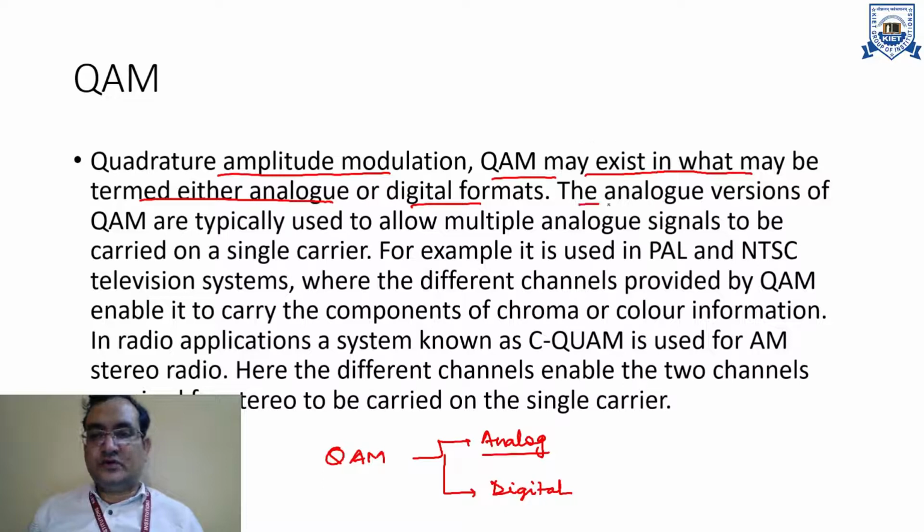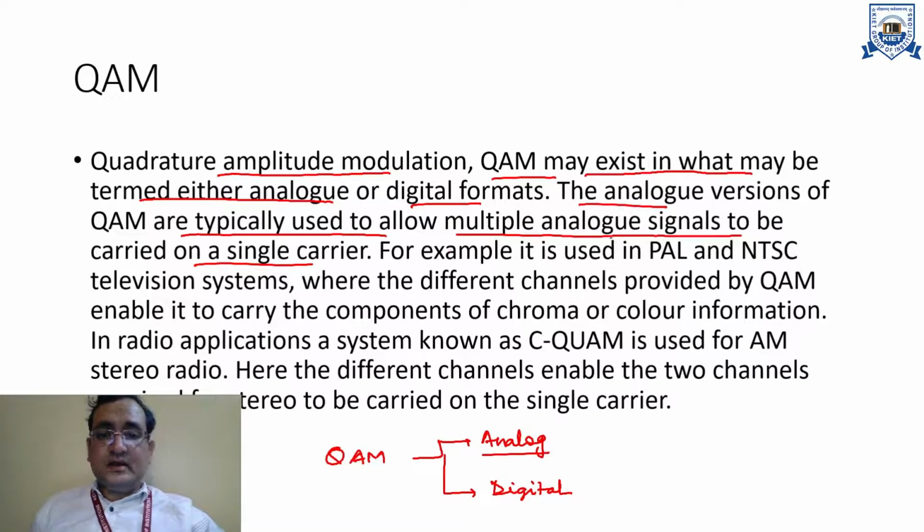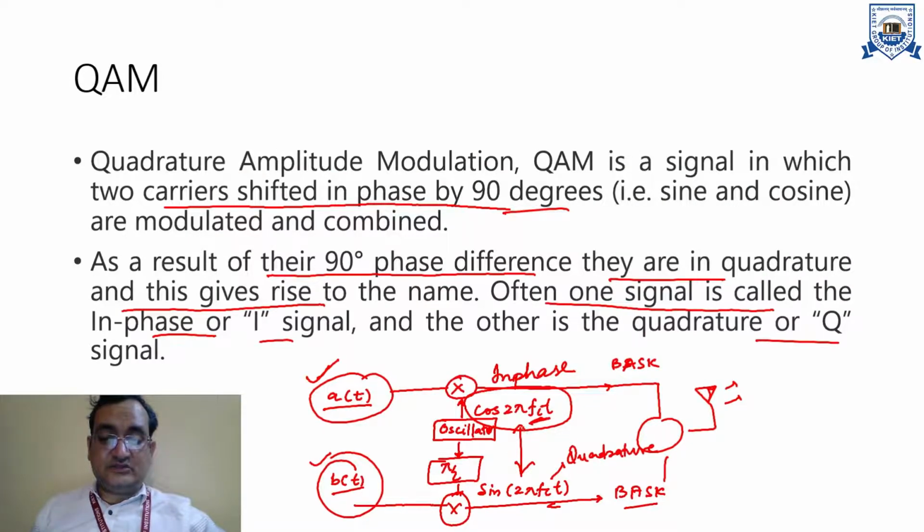The analog version of QAM is typically used to allow multiple analog signals to be carried on a single carrier, right? That's why, in the previous slide, I have already shown that A(t) is one data stream, and B(t) is another data stream. These A(t) and B(t) may be anything, either analog or digital. There is a single carrier, which is fc, but these two terms are separated by pi by 2, right?